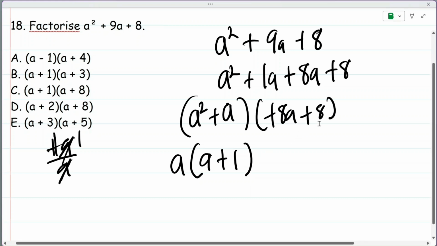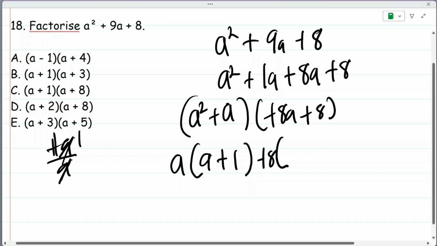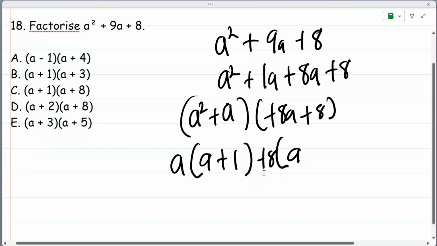In the second bracket, what's common in both of them? You have 8 common in both of them. You can find 8 in 8a and can find 8 in 8 itself. So you bring out plus 8. You have your bracket open. Then you divide 8a by 8. On our rough side, you have 8a divided by 8. 8 cancels 8. You'll be left with a. Then you have plus 8 divided by plus 8. Plus divided by plus is plus. Then 8 divided by 8 is 1. So you have plus 1.